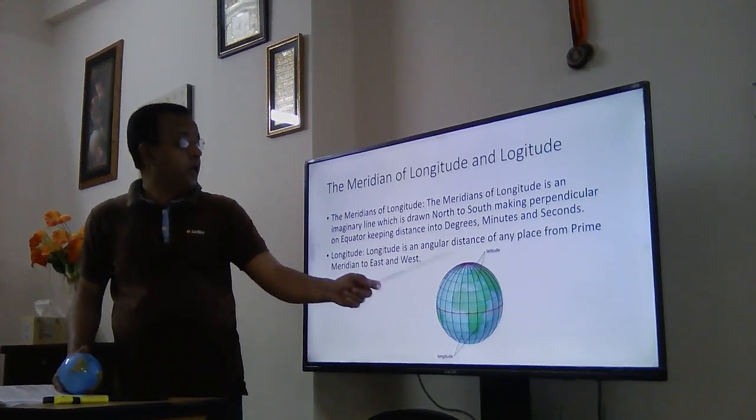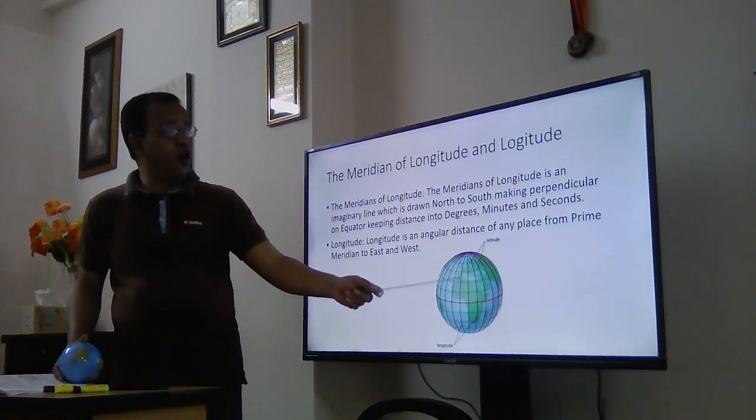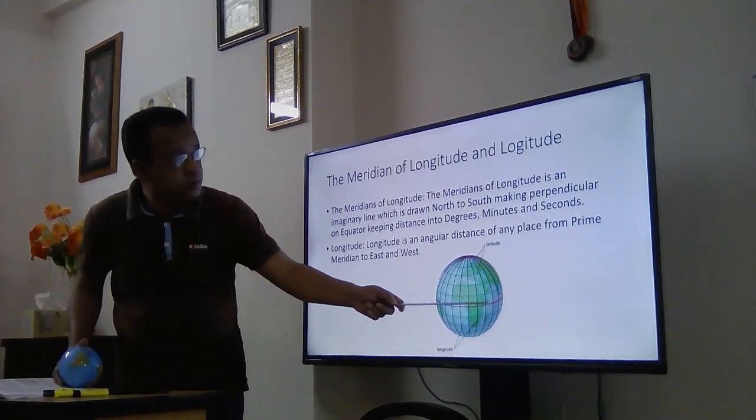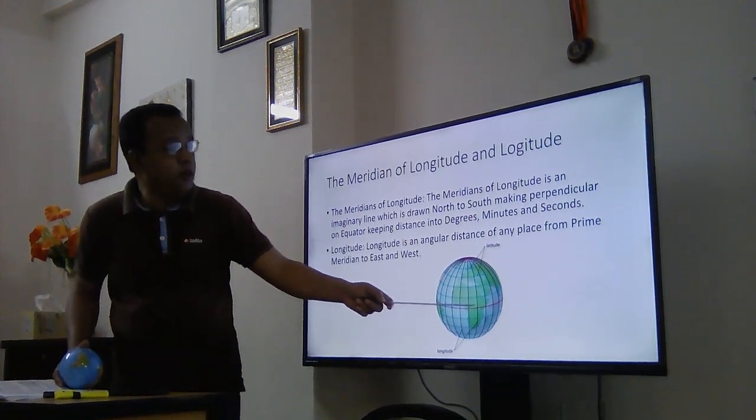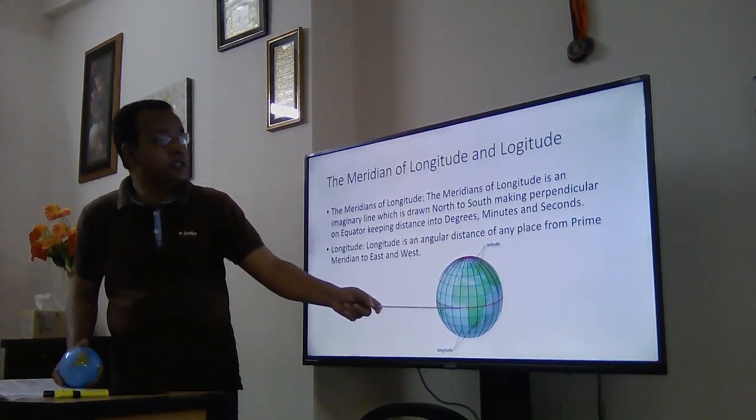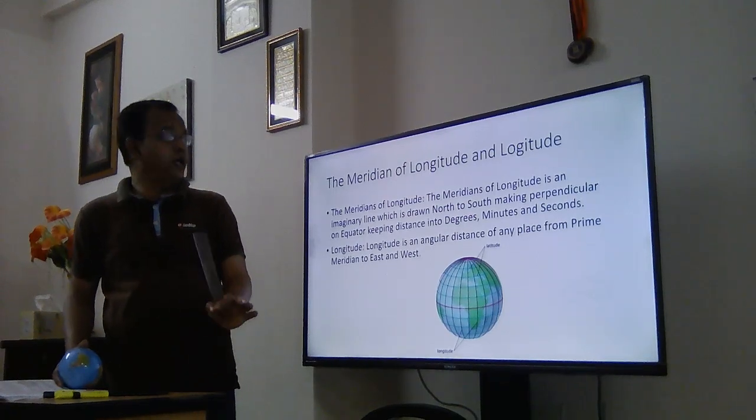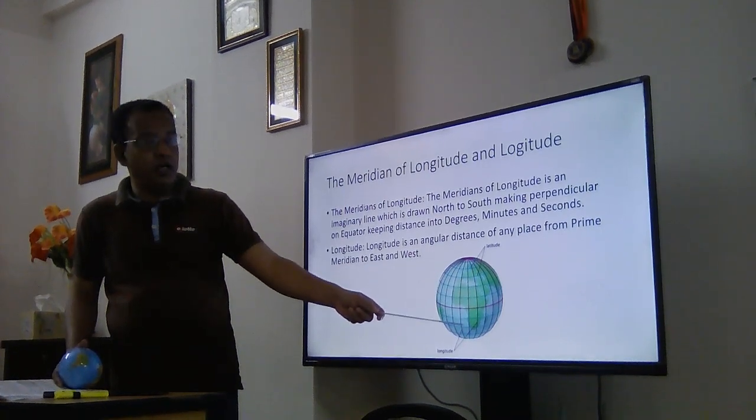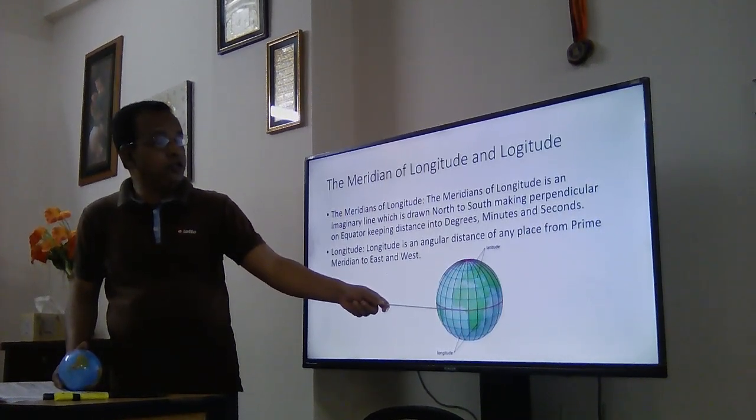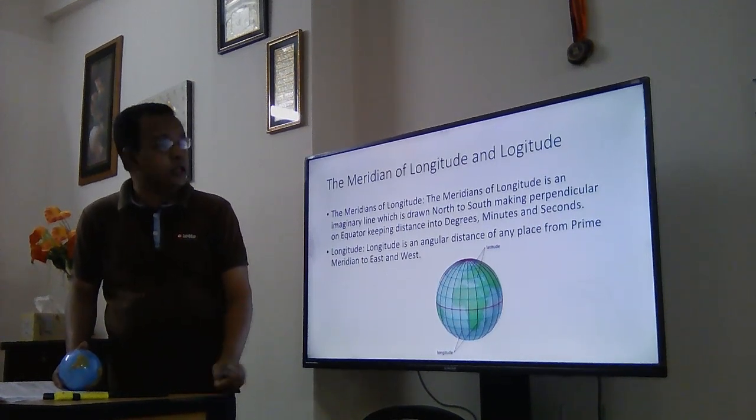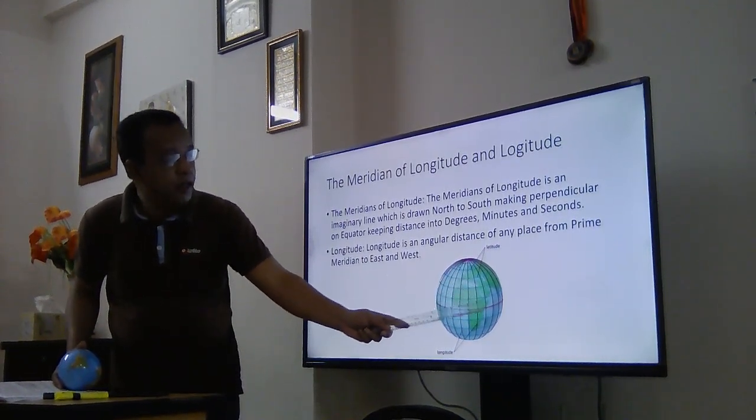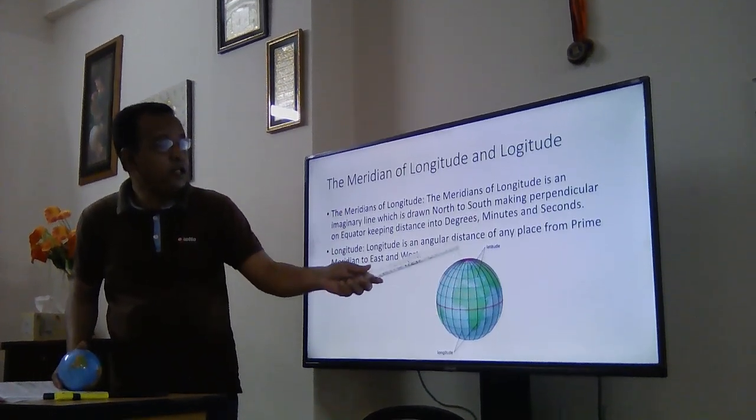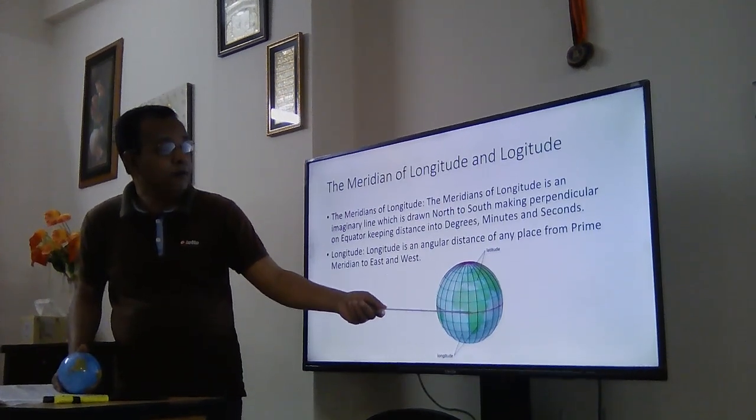Try to understand. Meridian of longitude is a line which is drawn north to south, making perpendicular on the equator, keeping distance in degree, minute or second. You can see here this line is curved, but it is not really curved. It's like a perpendicular. You know what is perpendicular? When a straight line meets another straight line, it is known as perpendicular.